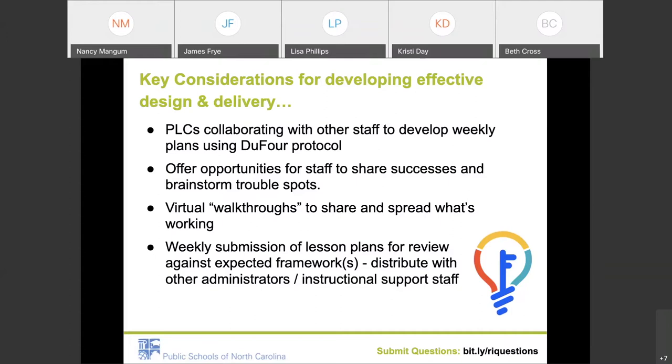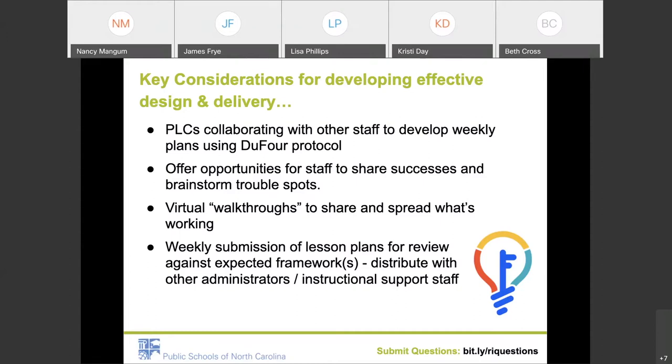And throughout this design and delivery process, we have a lot of strain as we try to implement, in response to the virus, these new practices in teaching and learning. So opportunities for staff to share successes and brainstorm trouble spots are super important.